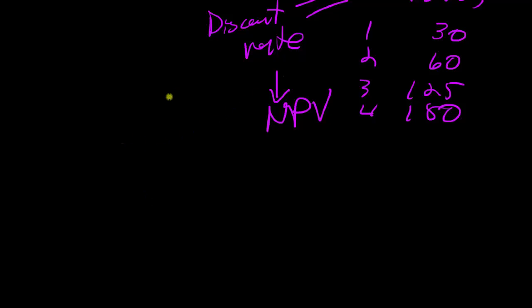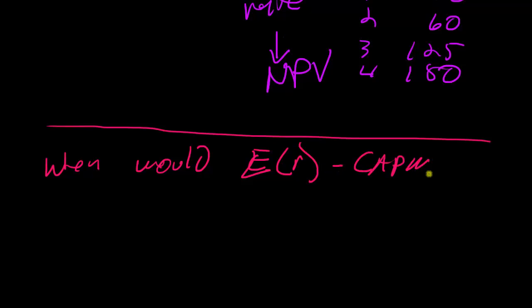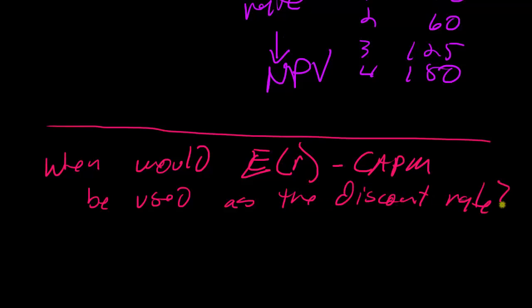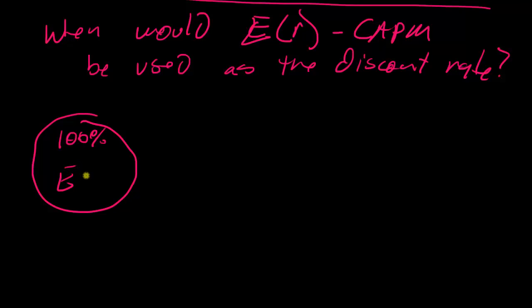Which brings up one really good question you might see on an exam. When would the expected return from CAPM be used as the discount rate? And the answer is when you have a 100% equity or all equity firm. And this makes a lot of sense. Let's do it real quick.